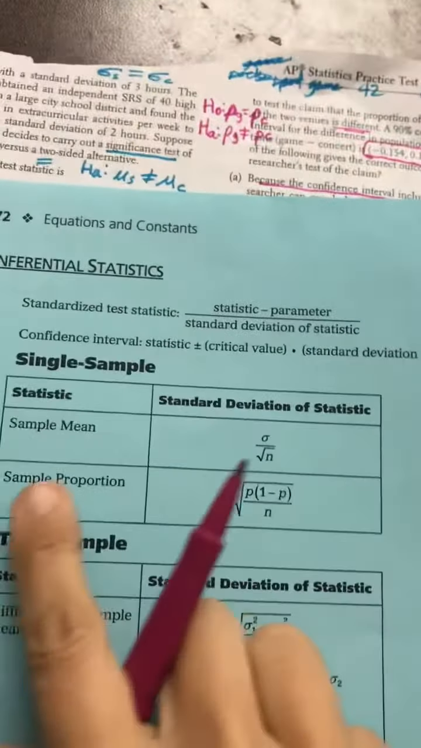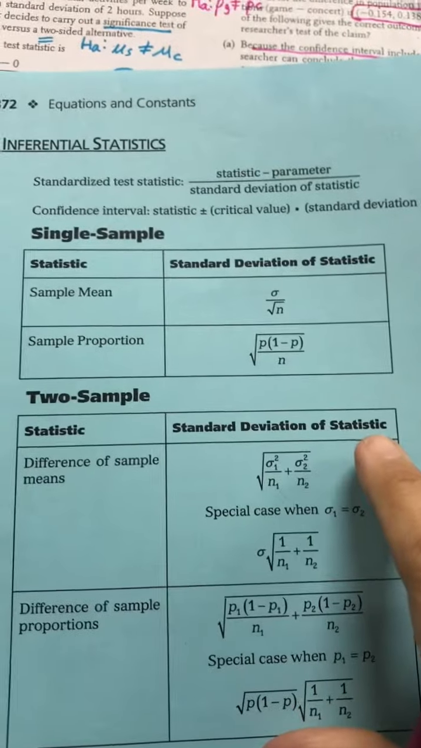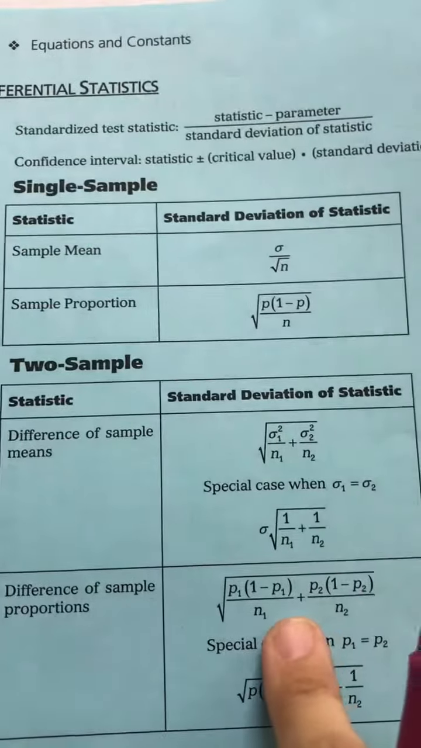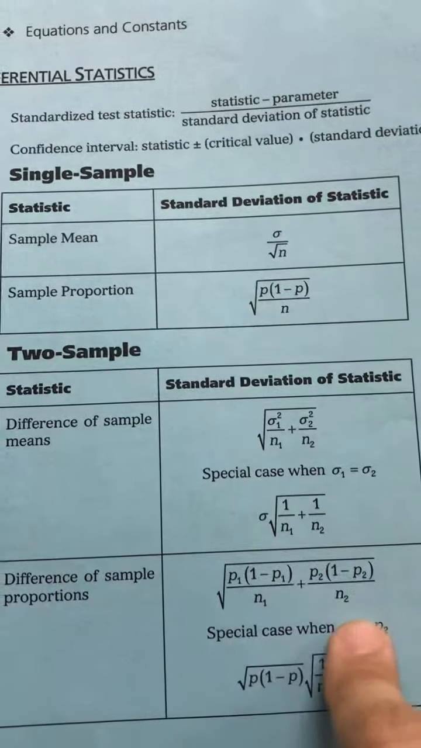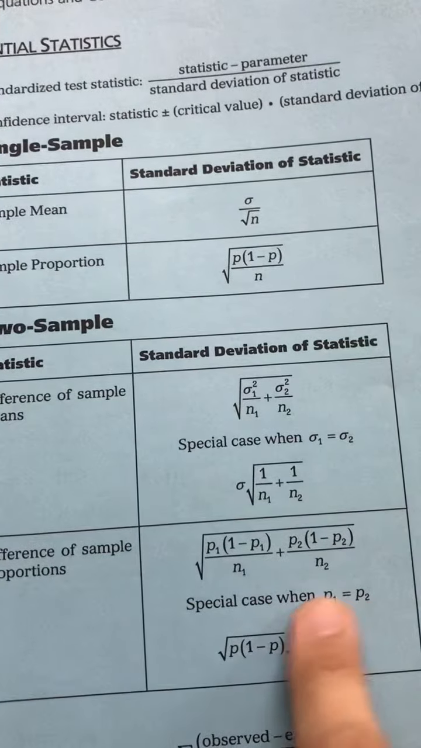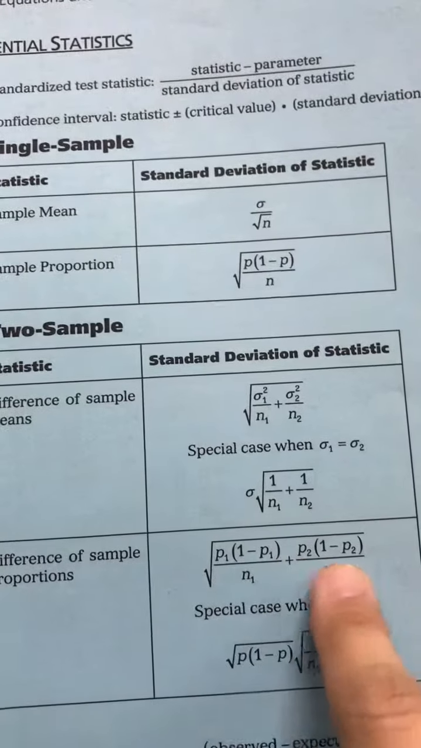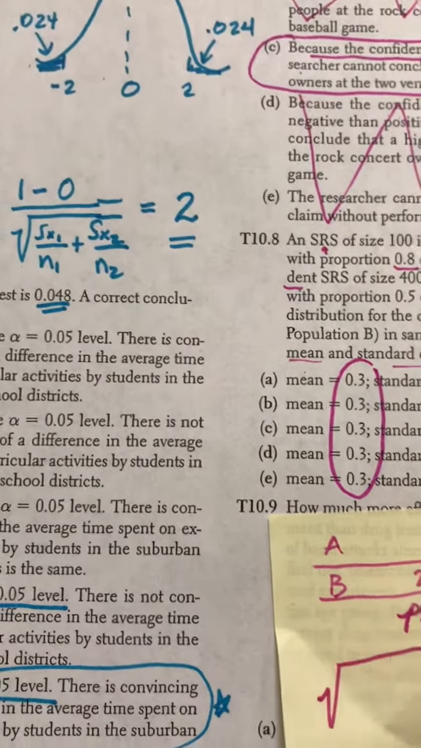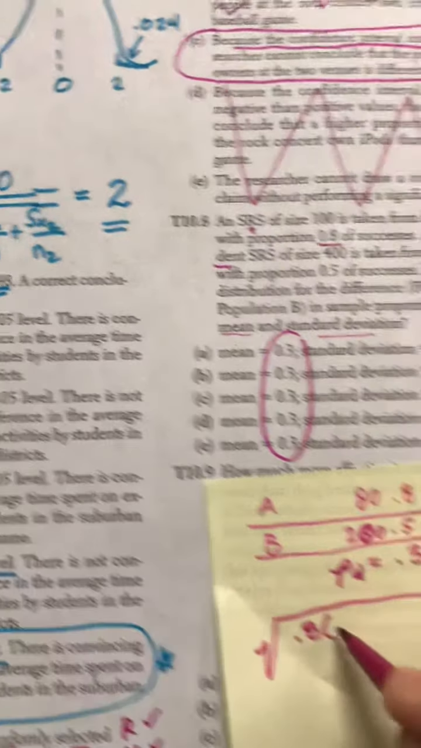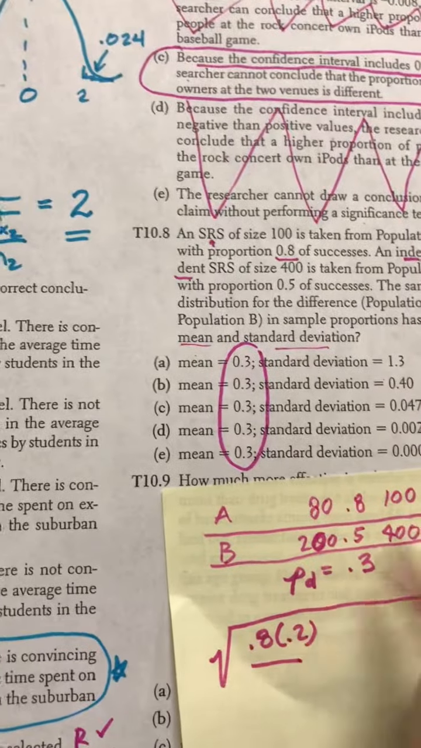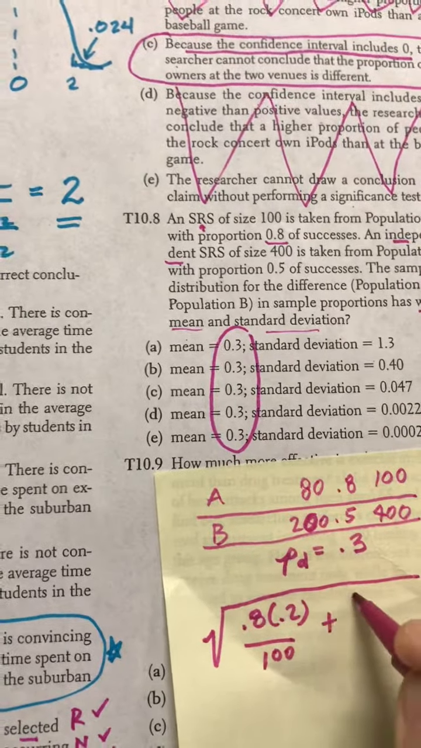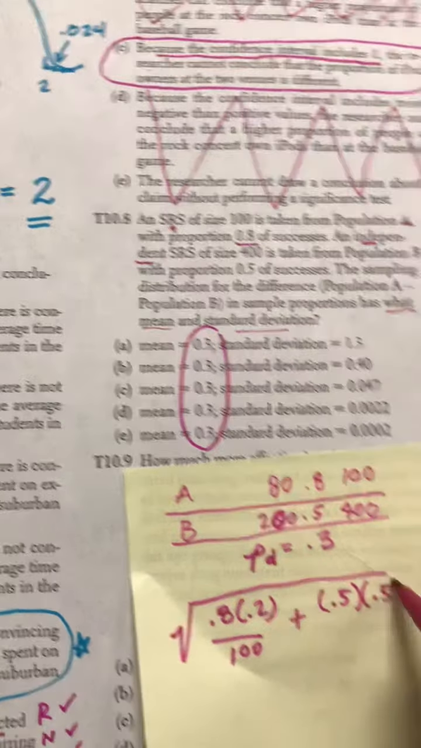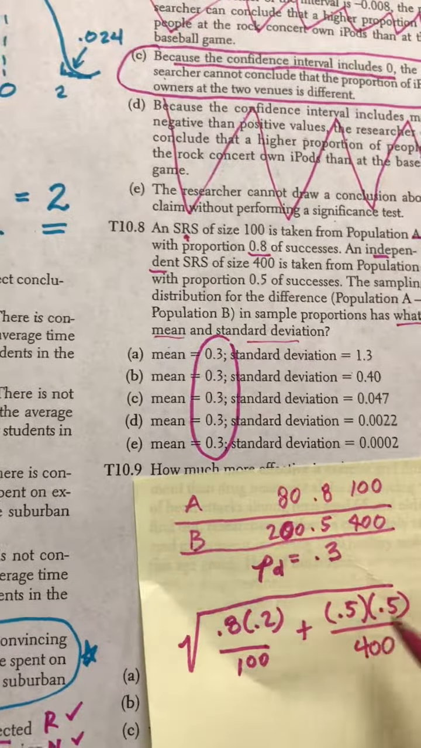My sample proportion, when I use 2 samples, is going to look like this, right? So unless these are equal, and we know they're not, we're not going to use this special case. We're going to use that first sample. Okay. So the first proportion was 0.8 times the complement over the number in my first sample. The proportion of my second group times the complement over the number.